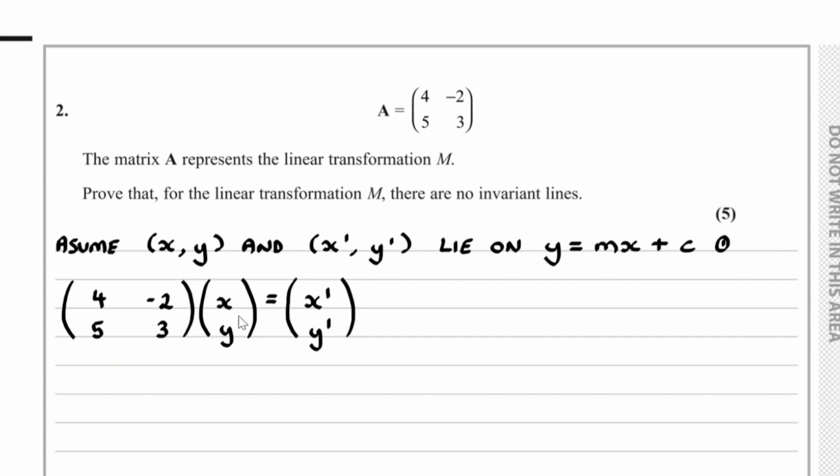Now, if we state what x prime and y prime are, well, let's just multiply up these matrices. We've got 4 times x minus 2 times y, and we also have 5 times x, and then we add on 3 times y. The result of this is x prime, y prime.